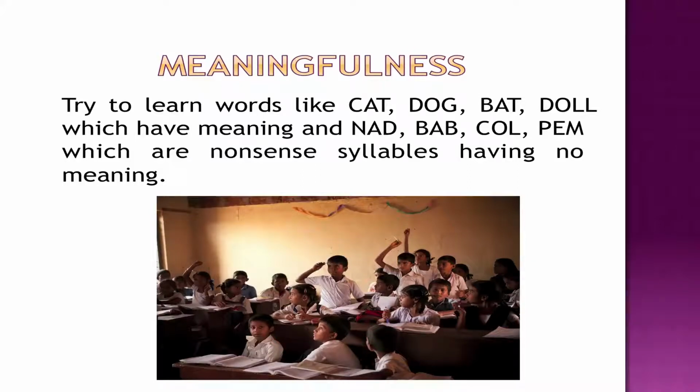Another is meaningfulness. How does meaningfulness affect your learning? Try to learn words like cat, dog, bat, doll, which have meaning, and nag, bab, call, pem, which are nonsense syllables having no meaning. Meaningfulness of the material to be learnt contributes to your learning efficiency. If the material to be learnt is meaningful, the rate of learning becomes rapid. The more meaningful the material, the fewer the trials or practice sessions are required to learn it.